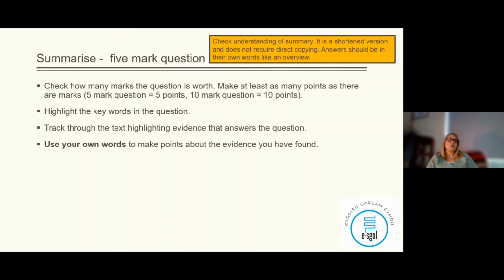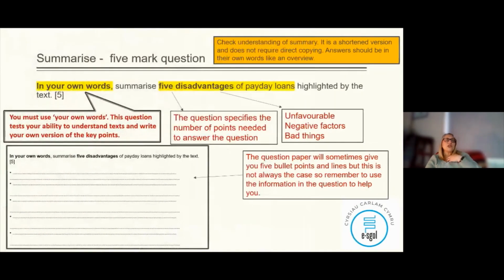You're putting the text into your own words. That's what summarise means. If you have a look at the question here, it says in your own words. Often it says that in the question. Sometimes though it might not, but wherever it says summarise, it means in your own words. Summarise 5 disadvantages of payday loans. So we're looking for the disadvantages of payday loans. It tells you how many points you need, and the disadvantages, so anything that's unfavourable or negative about them, any bad things that you can see in that text about payday loans.